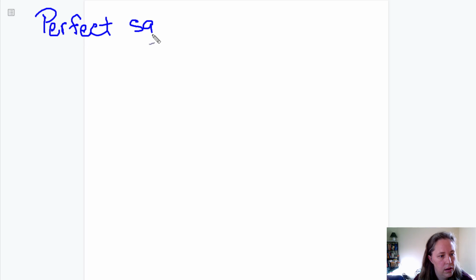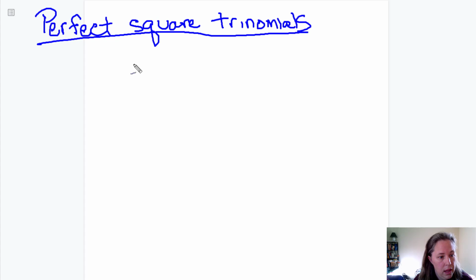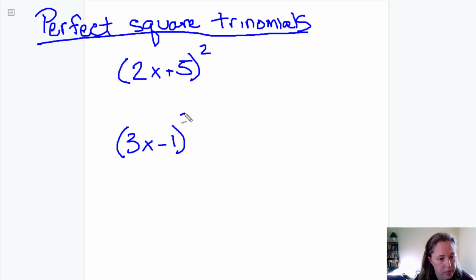So this is a little reminder video, and I'm going to remind you about perfect square trinomials. So I'm going to ask you to pause, and let's do 2x plus 5 squared, and let's do 3x minus 1 squared. So go ahead and pause and square those out. Don't fall in the pit of death.